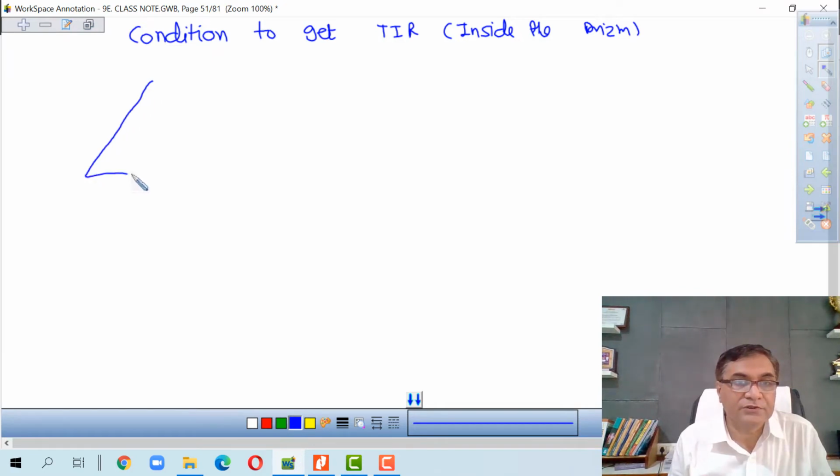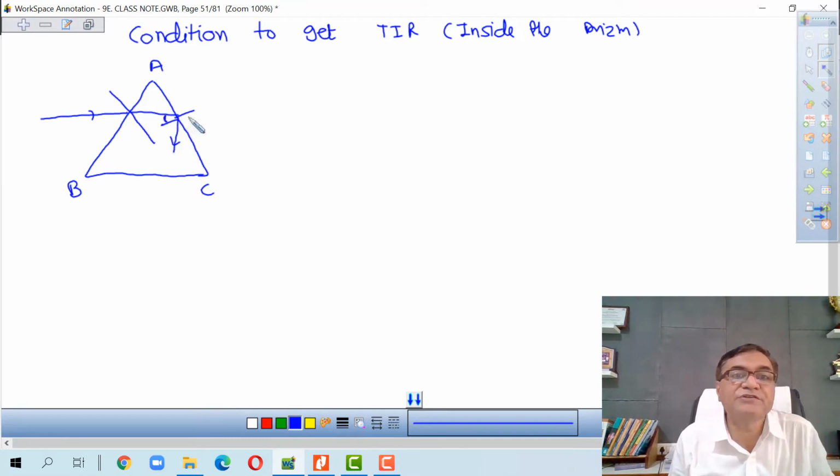So what is that actually? Suppose this is my prism. This is A, the prism angle, and B and C. So one ray is incident over here. We know that there is a refraction. And if this angle is more than the critical angle, then it is reflected back. So there is no emergent ray.